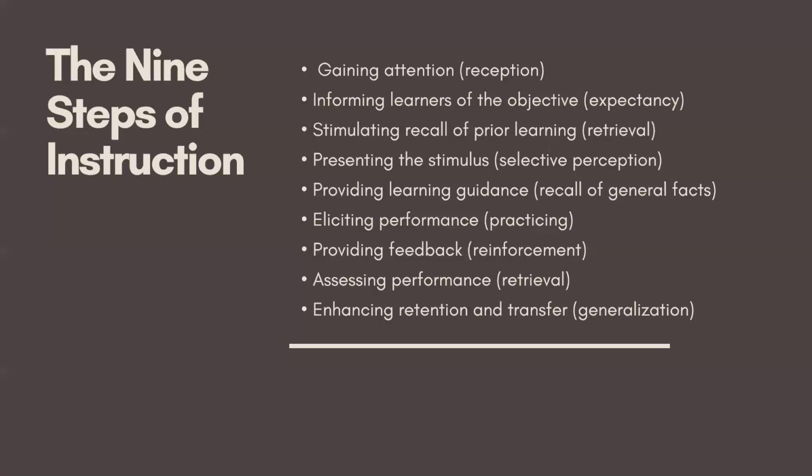Next, inform students of the objectives. So learners need to know the intended outcomes to help them understand what they will learn and the value of it. Next, stimulate recall of prior learning. So help students make sense of new information by relating it to something they already know or something they've already experienced. You can do this by asking questions about their previous experiences or asking them about their understanding of previous concepts.